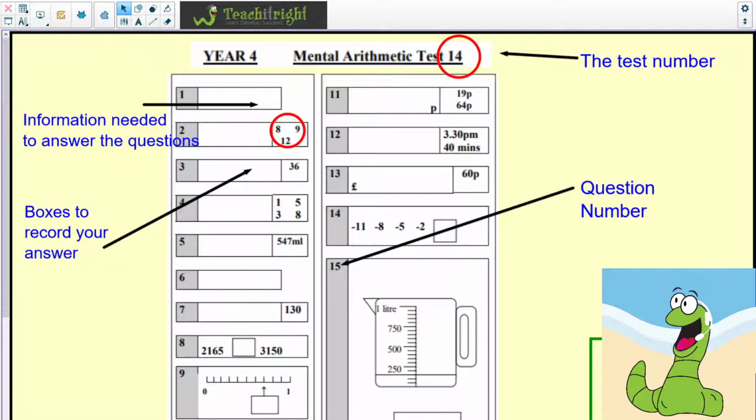Question 13. Mum bought 4 cola drinks at 60p each. How much did she spend?